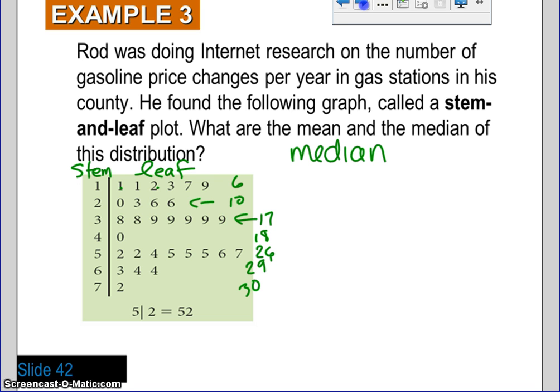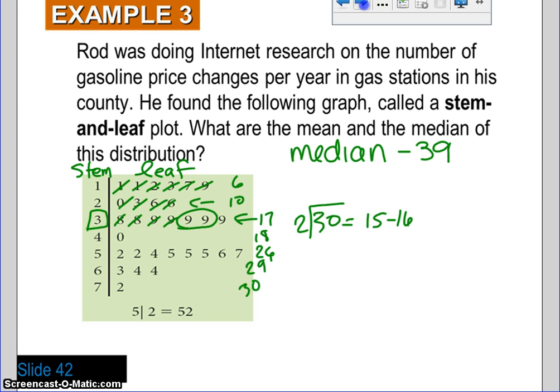And so the middle, if I take 30 and divide it by 2, the middle is going to be between the 15th and 16th number. So 1, 2, 3, 4, 5, 6, 7, 8, 9, 10, 11, 12, 13, 14, 15, and 16. So the 10 spot is 3. The 1 spot is 9. So the median is 39. Now let's go ahead and calculate the mean.